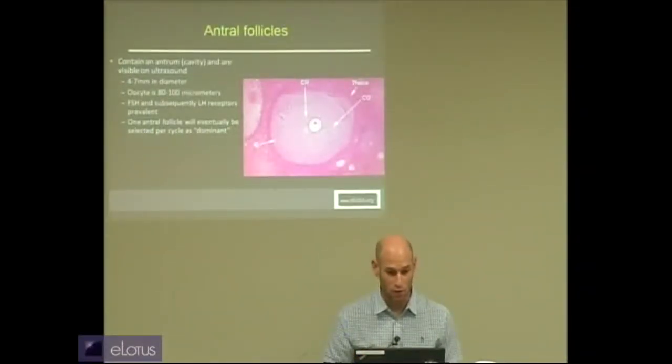So the antral follicle contains an antrum, or a cavity, and is visible on ultrasound. They're about 4 to 7 millimeters in diameter. And the oocyte inside of that follicle is about 80 to 100 micrometers. FSH and subsequently LH receptors become prevalent. And one antral follicle will eventually be selected as becoming the dominant follicle of a cycle.